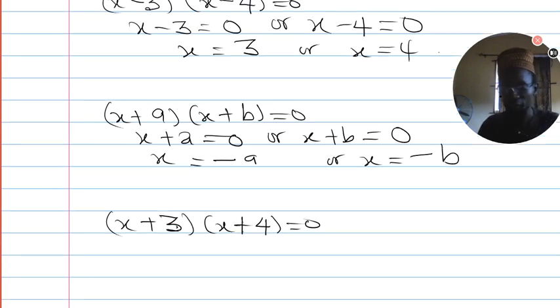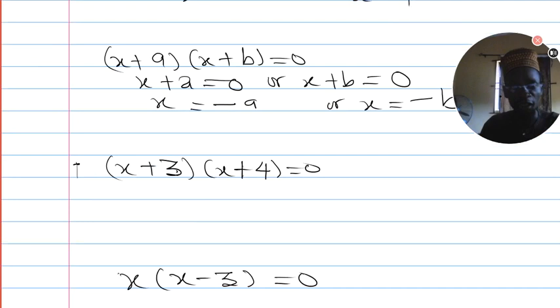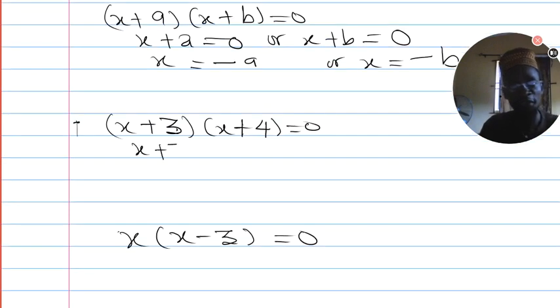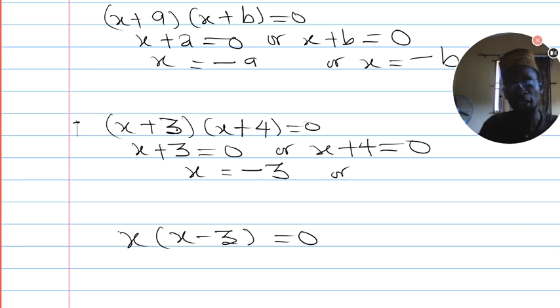Okay, now look at the example for this one. We can have here x + 3 = 0, or x + 4 = 0. That is x = -3, or x = -4. We are done with this.